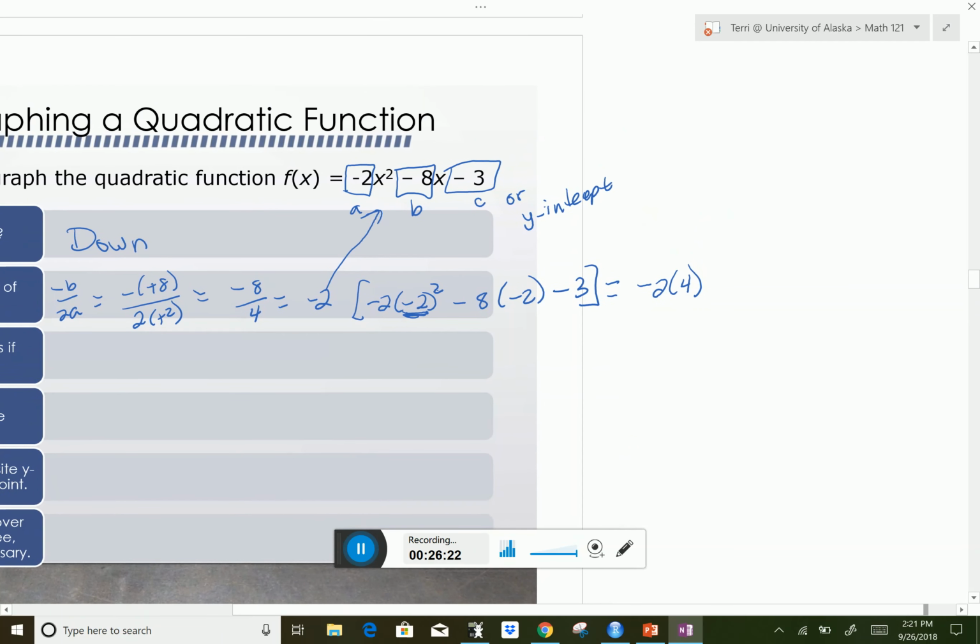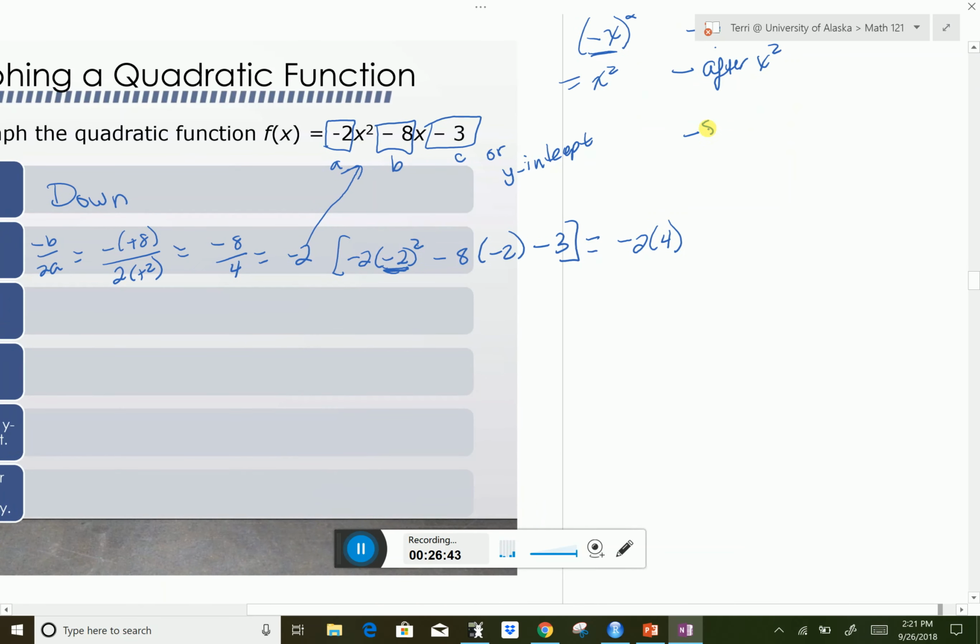And I want to do an aside real quick. I want to talk about the difference between negative x squared and negative x, quantity, squared. This is negative after the x is squared. So if I have negative 5, quantity, squared, that's 25. But if I have negative 5 squared, remember by order of operations, exponents are first, so that's negative 25. So just a note that I wanted to make sure you guys understood.